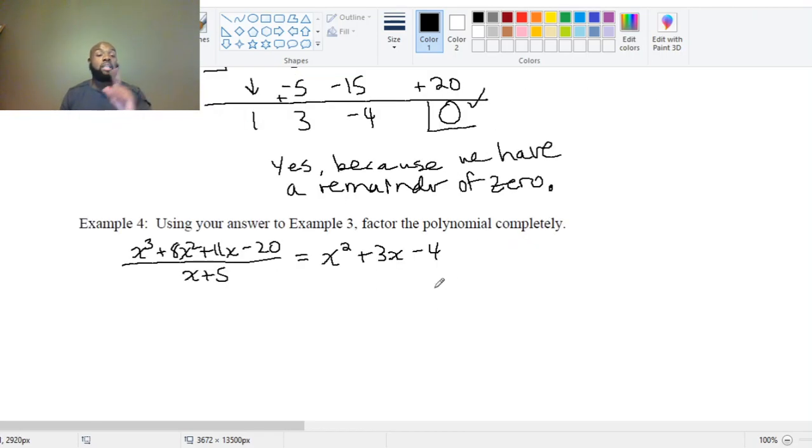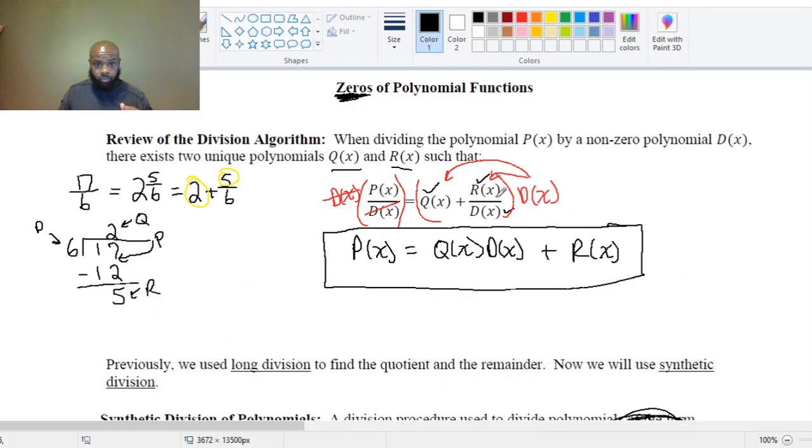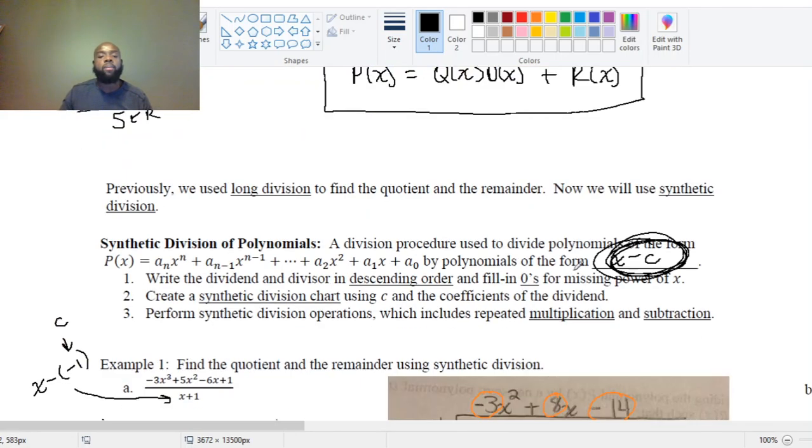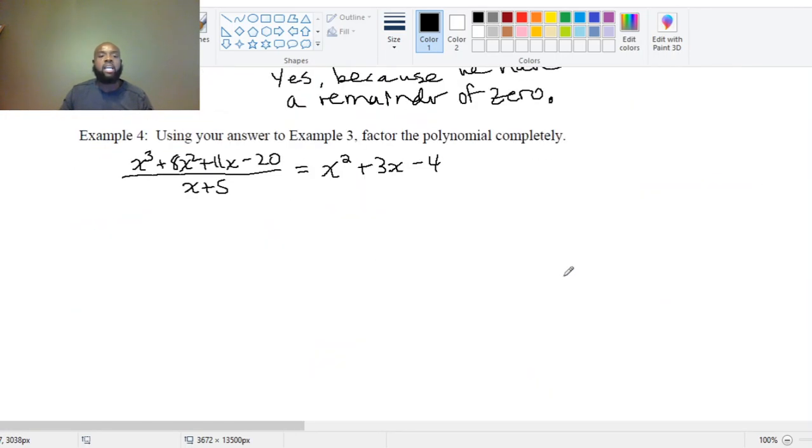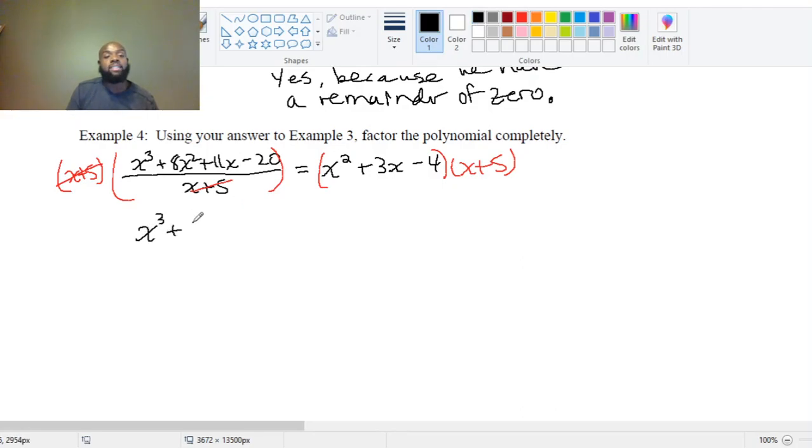All right, what I'm going to do is realize that just like what we did up here, we multiply both sides by d of x, our divisor, and we wrote our polynomial that we're dividing into on one side of this equation and everything else on the other. I'm going to do the exact same thing in this example here. I'm going to multiply both sides by x plus 5. When I do that, the x plus 5s on this side cancel, and I get my x cubed plus 8x squared plus 11x minus 20.